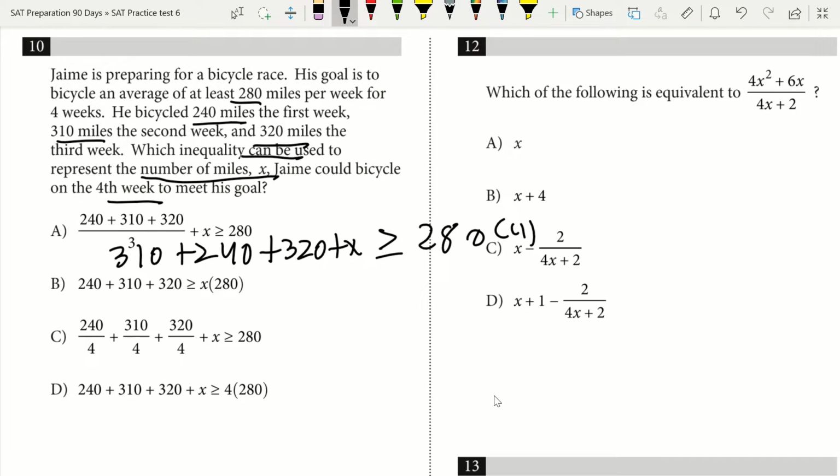So we can set it up as his total that he bikes is going to have to then be greater than or equal to that 280 times 4. So let's look for an answer choice that has that. We see that we've got options. Option D has that exactly, actually. So D would be our correct answer there. Another way that it could have been written is we could have taken our 4 from our right side, divided each side by 4, and put this right here over 4. But we see that that is not an answer choice. So we can go ahead and get rid of A, B, and C. Our answer for 10 then has to be D.